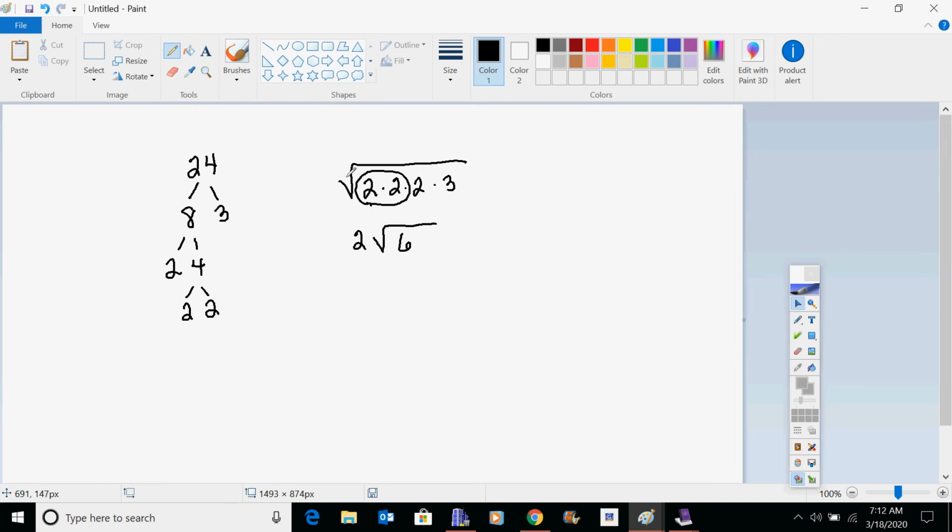You're looking for pairs because it's an index of 2. This part is really a 4. Remember, square root of 4 is 2. That's why that can come out. This part, there's no partners, so it can't.